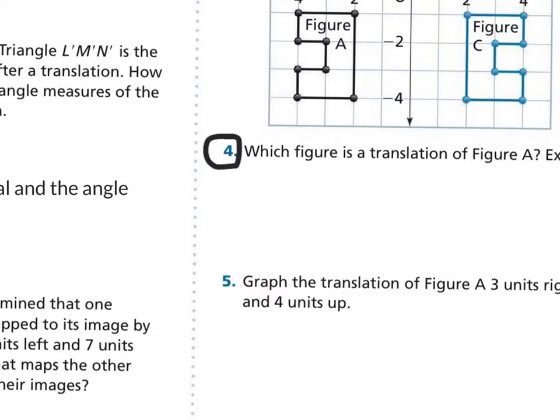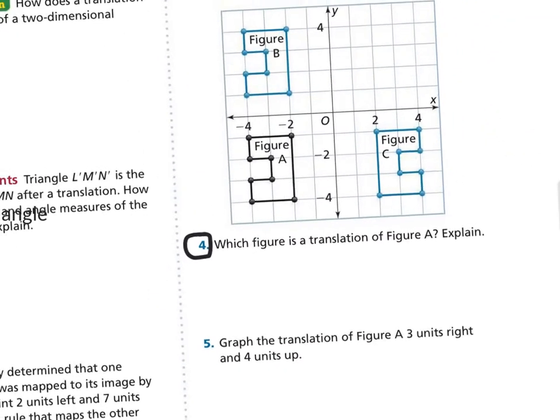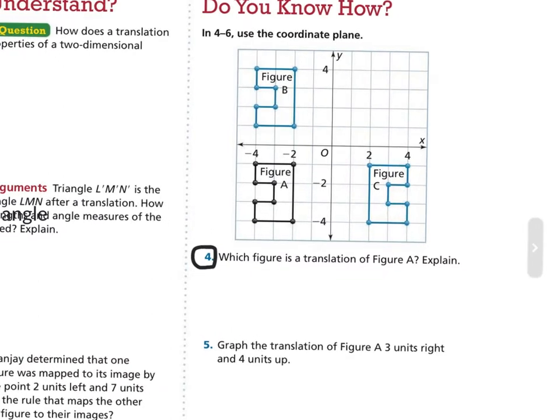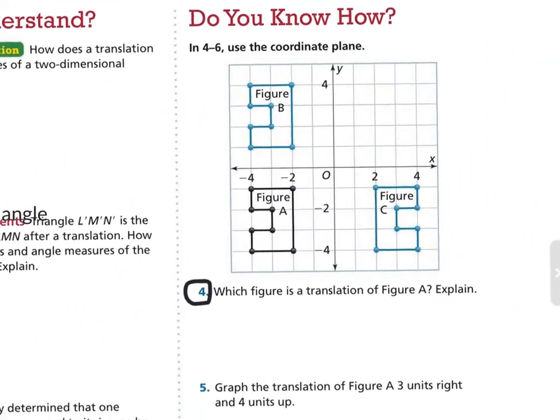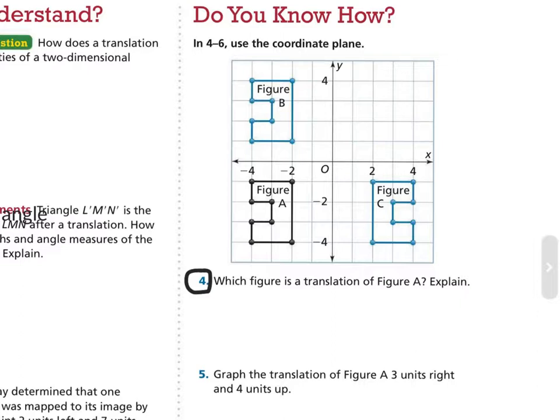We'll look at number 4. Which figure is a translation of figure A? So we started out with this figure A. If we translate that, so translation, we're just sliding this thing, so the answer would be figure B. Figure C is flipped over. That's a reflection we'll talk about later on.